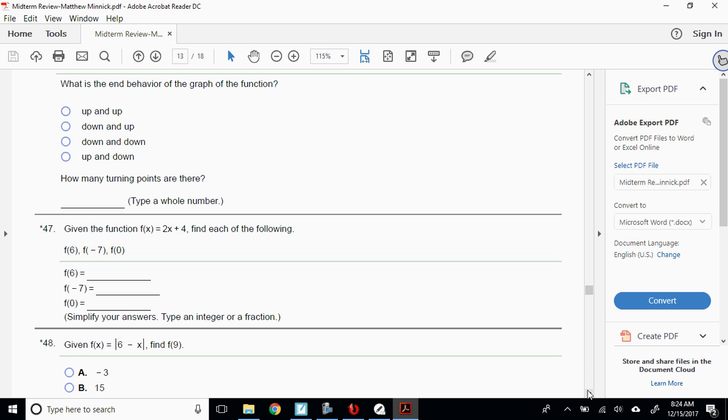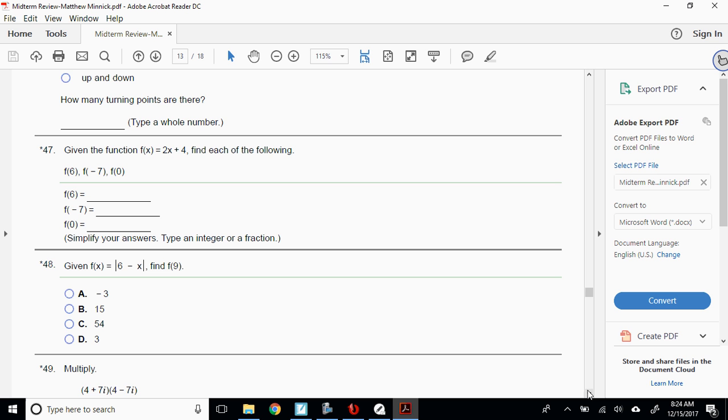48, if you just plug in the 9 there, you get the absolute value of negative 3, which is 3. So 48, the right answer is D.